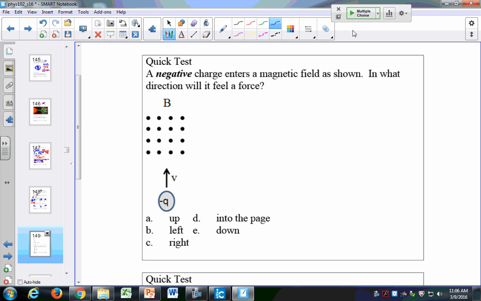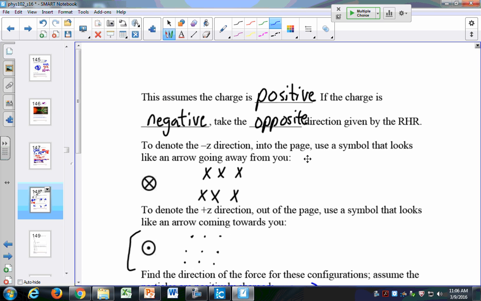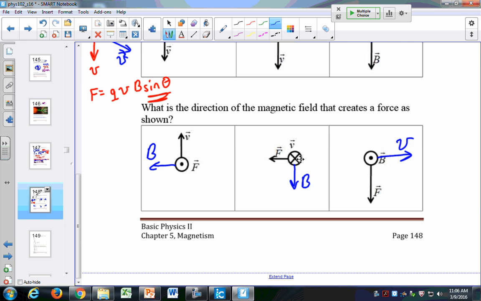All right, so a negative charge, remember what happens if you have a negative. Caleb, can you go over the middle one? Sure. All right, so the middle one, my velocity vector is into the page, like this. My force vector, which is my thumb, points to the left, and so the magnetic field vector is down.